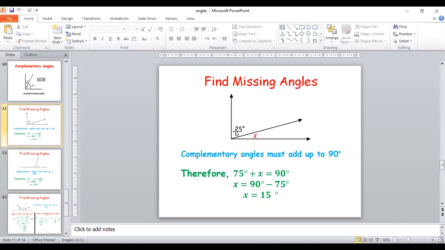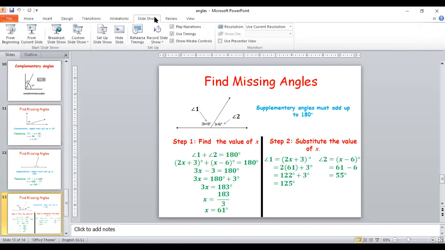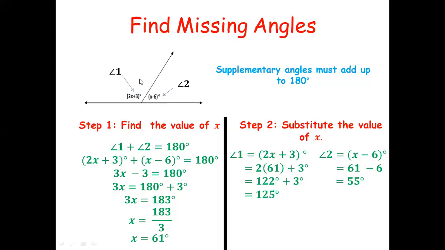Now it's easier when they have given us the numbers, but in some cases they will give us letters or variables, and then ask us to find the missing angles. As you can see in this picture, you have two angles. They are supplementary angles, because they are angles on a straight line, so they must add up to 180 degrees. This is angle 1, which is given to be 2x plus 3, and this is angle 2, which is given to be x minus 6.